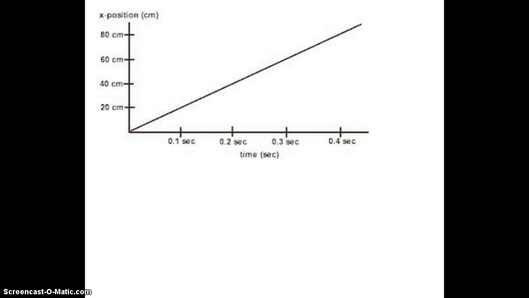Let's look at our fourth example. This one we have position. In this case we do have units over here, and our time in seconds, just fractions of a second. See that we have a straight line along here, indicating that we're moving at constant velocity.